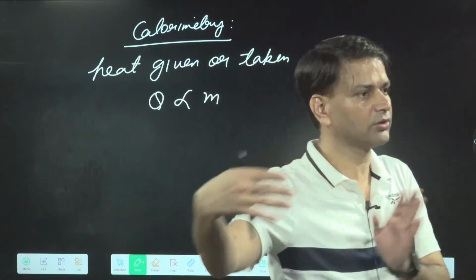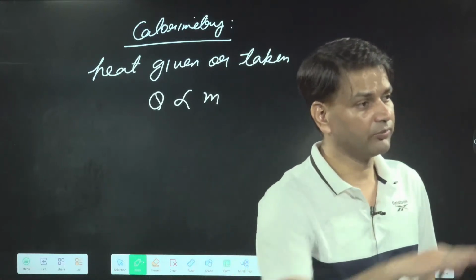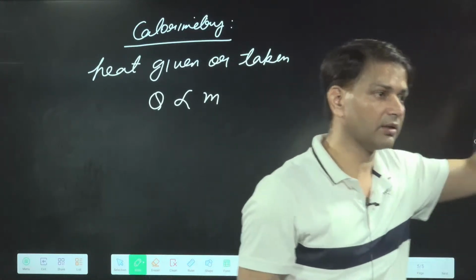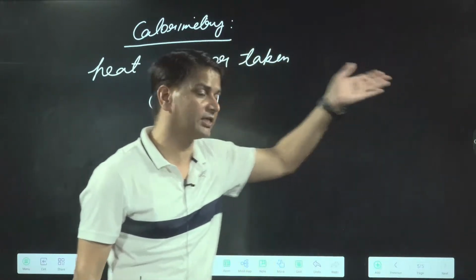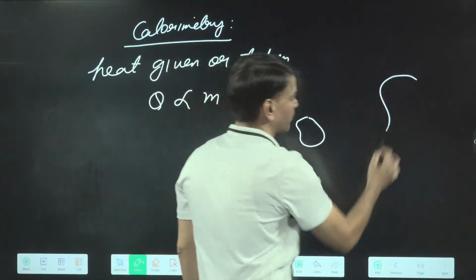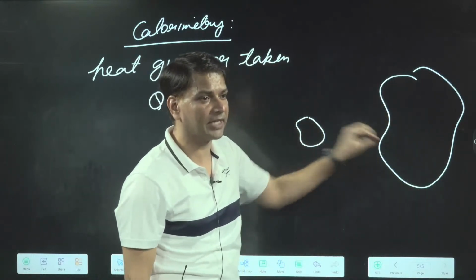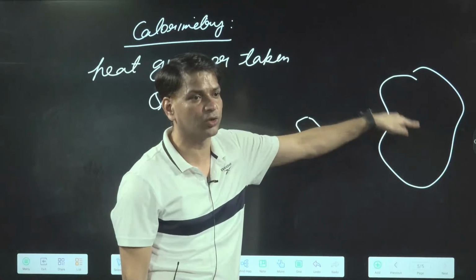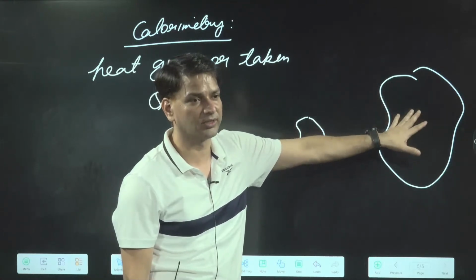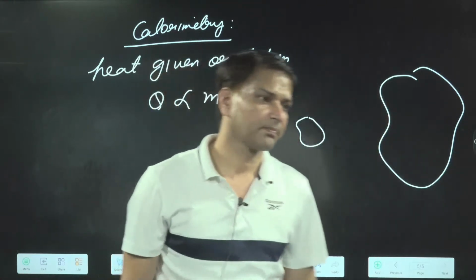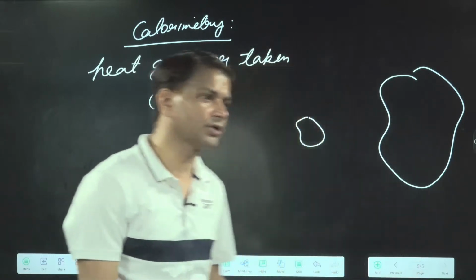Means if you want to heat a bigger mass and a smaller mass, in which case do you have to supply more heat? The bigger mass, if you want to make the same temperature change for the small body and the large body. Here the mass is more, here the mass is less. So for the same temperature change, you require more heat for the bigger body. Yes or no? So we can say Q is directly proportional to M.